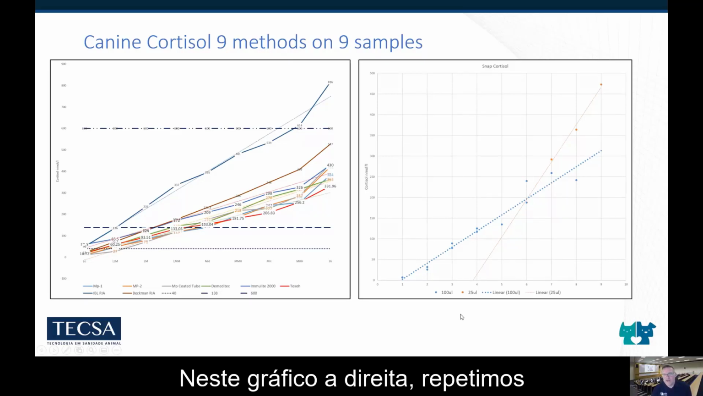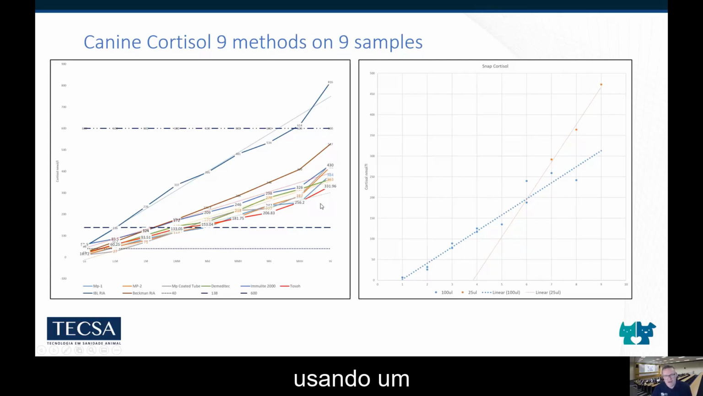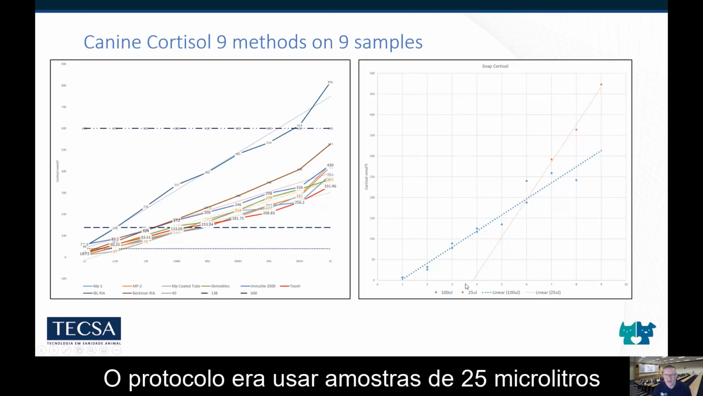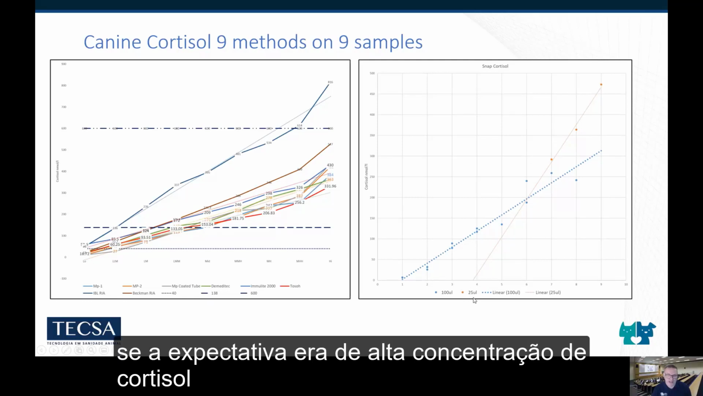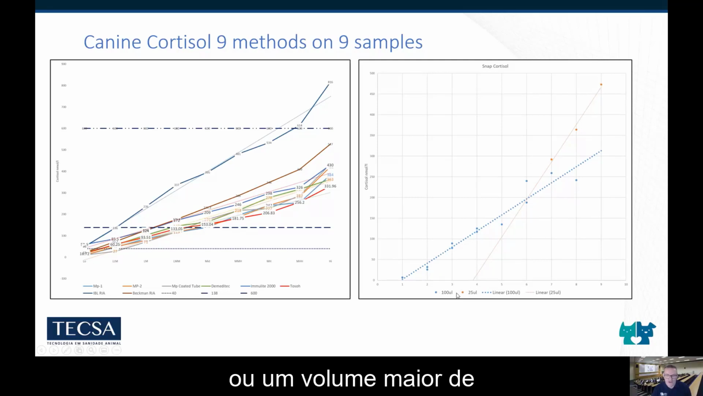What this is over on the right-hand side is where we did the same thing with a benchtop in-clinic analyzer, a snapshot lateral flow device. The protocol for that required either using 25 microliter samples if we imagined the sample likely to have a high concentration of cortisol, or a larger sample volume if it seemed like it might be a lower value.